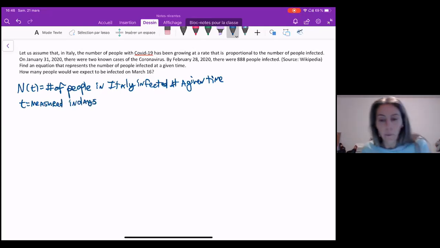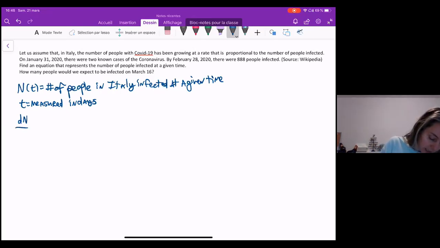Next, what we want is an equation that represents this, but what we're given is a growth rate. So we're going to define dN/dt. When we think about it, what dN/dt means is change in N, so change in number of people infected, over change in time. So this is telling me how fast the number of people infected is changing over time.